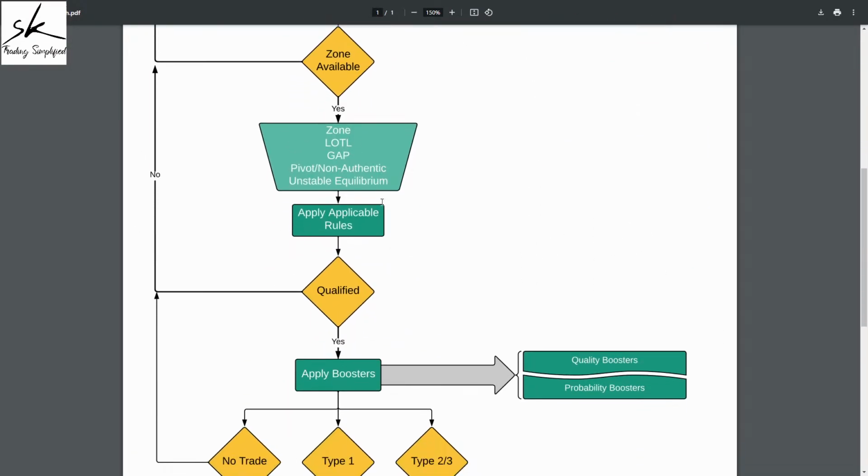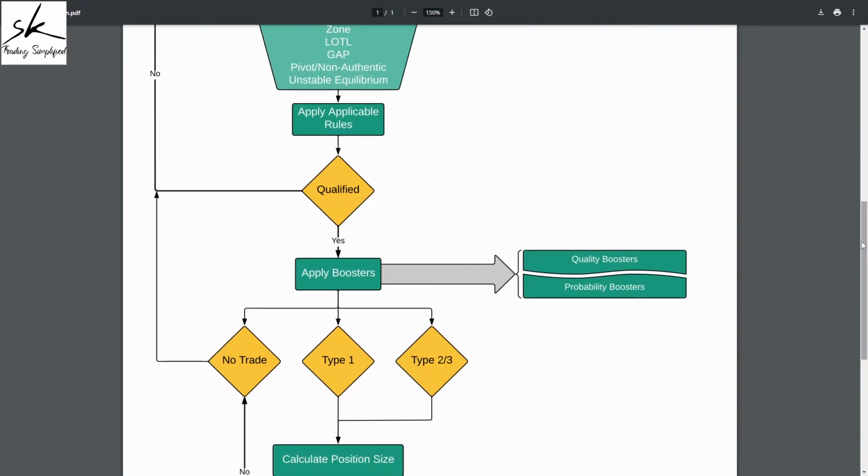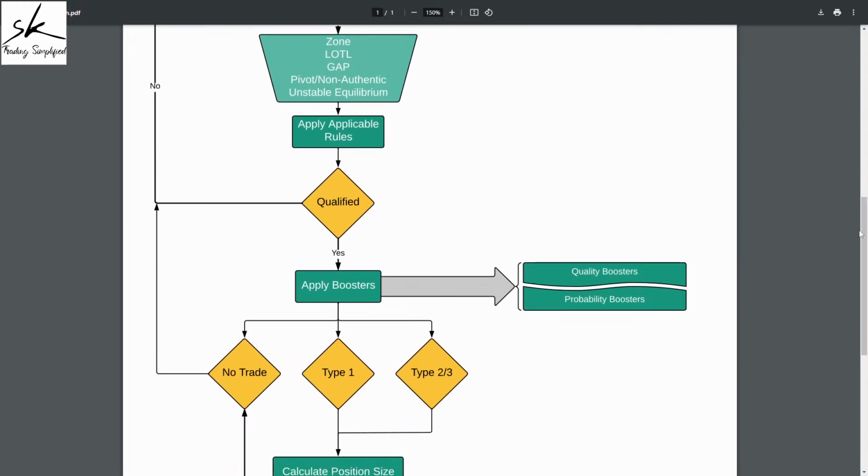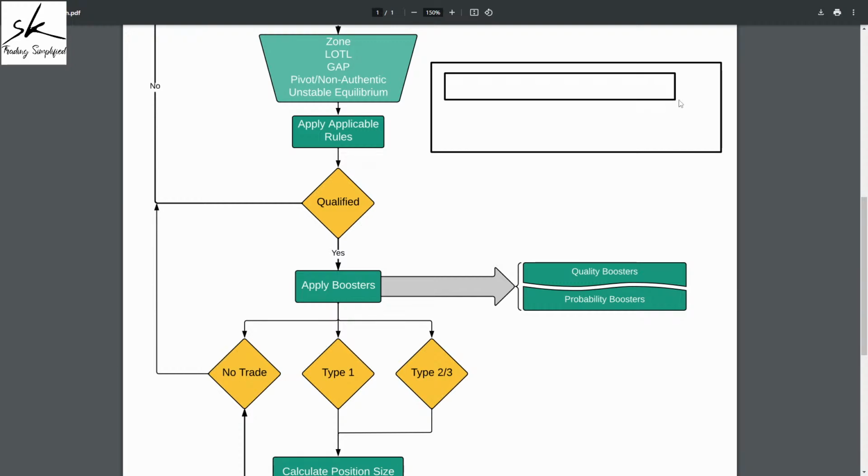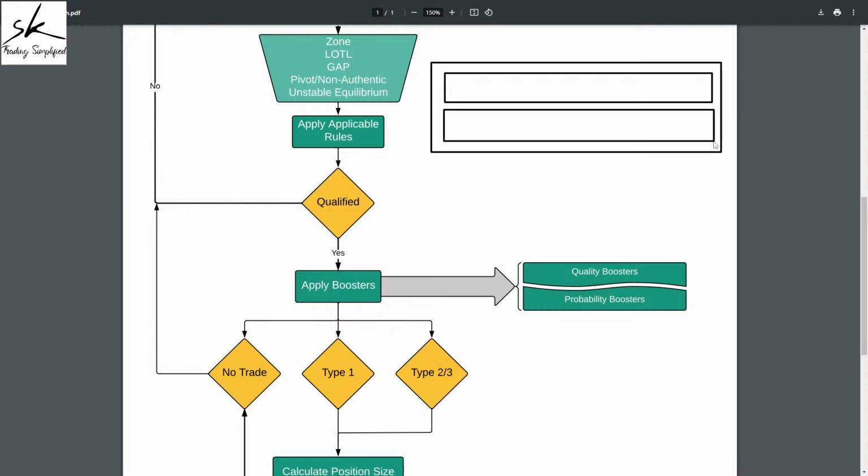Just because the zone is available does not mean we can trade it blindly. The next step is to qualify it, for which we'll have a 2-step process. Step 1, we'll qualify it based on certain conditions, and then we'll qualify it based on the boosters. So the first one is: is it a case of level on top of level? How do we verify it? Very simple concept. If you have an intermediate time frame zone, and the same intermediate time frame zone divides into multiple zones on the lower time frame, we call it a case of level on top of level.